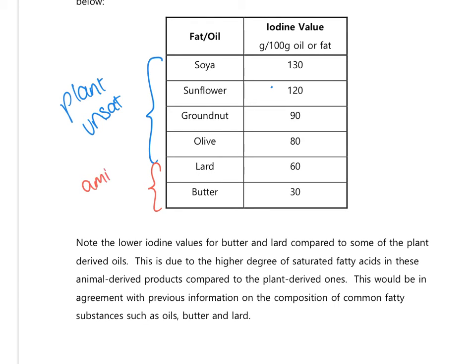Okay, and this is animal. Animal fats tend to be saturated. Listening, please. Do your iodine values agree with that? Looks that way. What do you notice about my plant values compared to my animal values? Yeah, they're a lot higher. So that means they're more unsaturated, so they correspond with that.